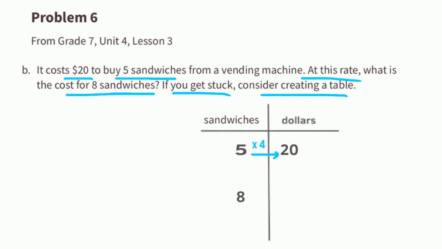5 times 4 is 20, or 20 divided by 5 is 4, so it's $4 per sandwich. 8 sandwiches times $4 per sandwich equals $32. So to buy 8 sandwiches, it would cost $32.